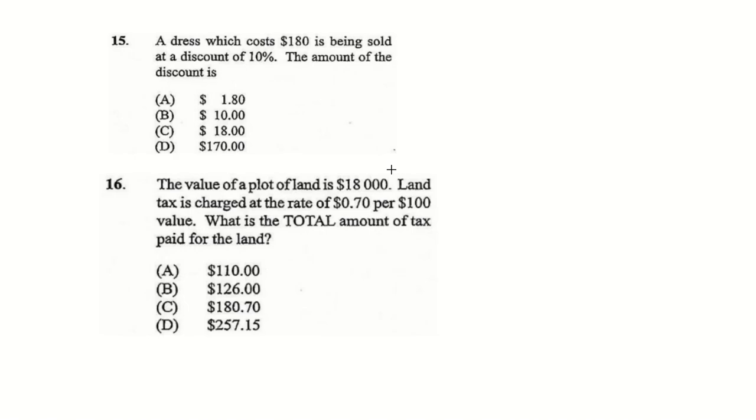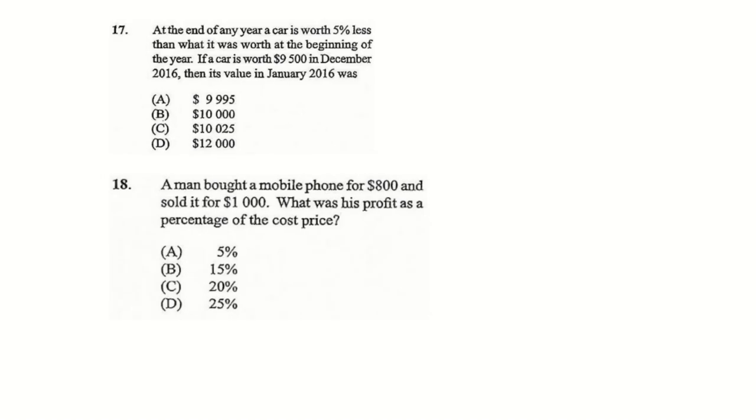Let's look at May, June 2017. Paper 1, Consumer Arithmetic, 15 to 22. A dress which costs 180, you get 10% discount. That would be 10% of 180, $18. The value of a plot of land is 18,000. The tax was 70 cents per hundred, how many hundreds do you have in this? That would have been 180 multiplied by 0.70, which is 126. At the end of the year, a car is worth 5% less than what it was worth at the beginning of the year. If at the end of the year it is 95, then the beginning of the year would be 100. This is a repeated question.